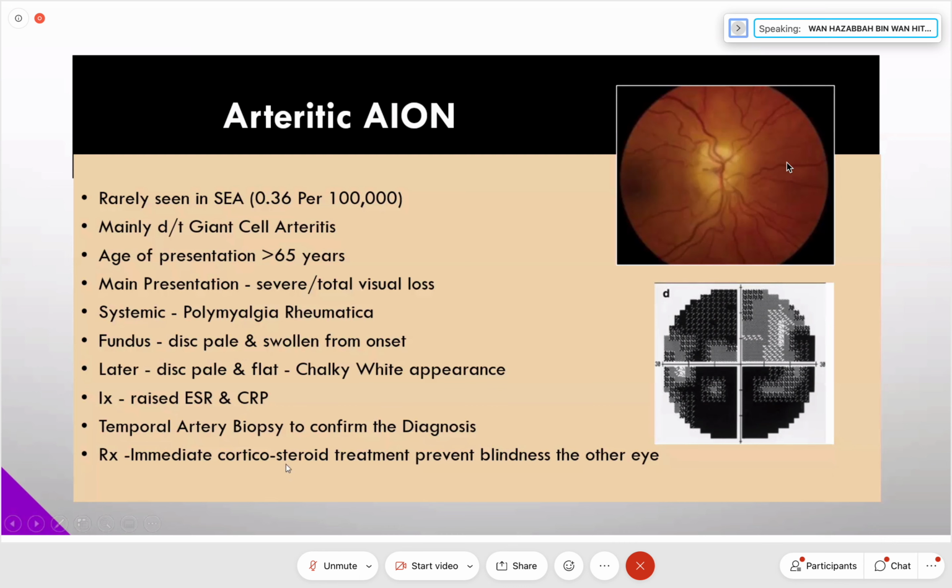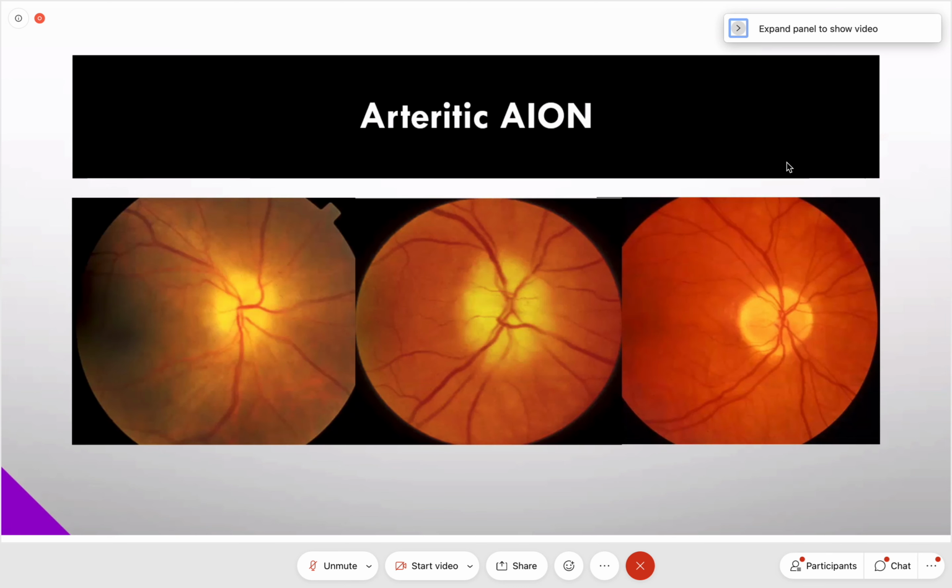Okay. Then in terms of the treatment, the steroid is important to prevent the other eye. It's not to improve the current condition of the affected one. So you can see various patients where the optic disc is really pale in the arthritic form of AION.